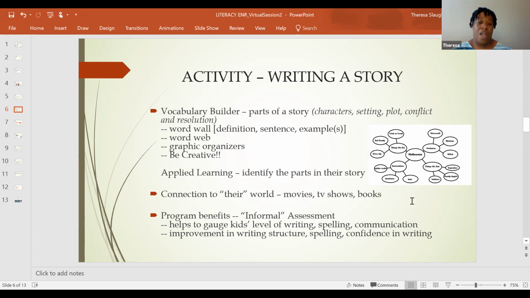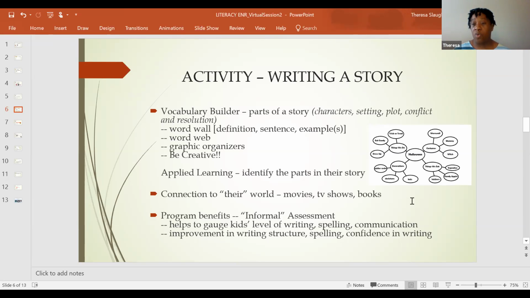So how can this help in doing this activity? It helps staff to gauge kids' level of writing. And what I mean by level of writing is simply, are kids able to take their thought process and put it down on paper? Are kids able to put sentences together? And then jump into the next one, spelling. It will also help you with spelling. What words do kids struggle with?